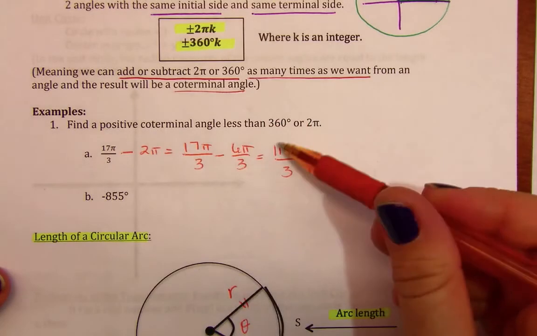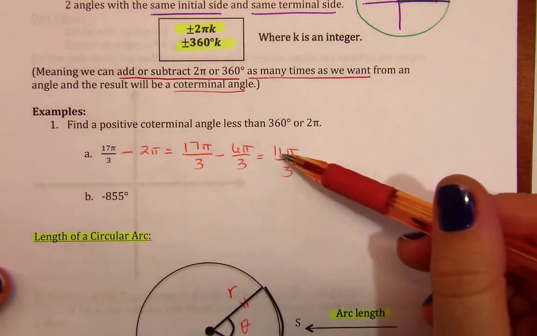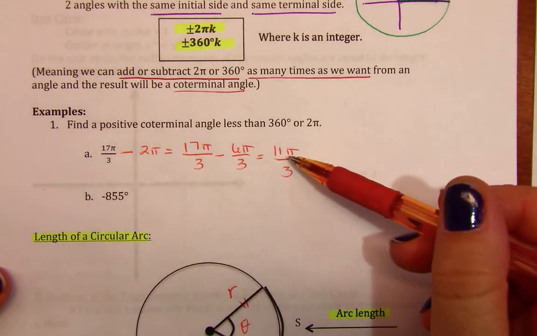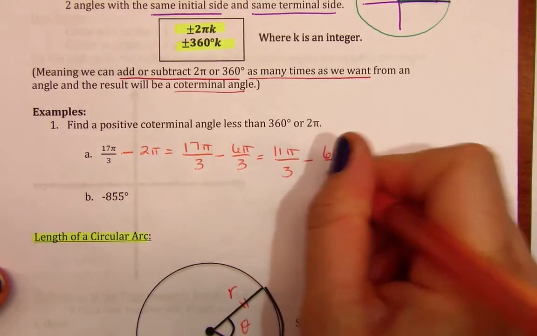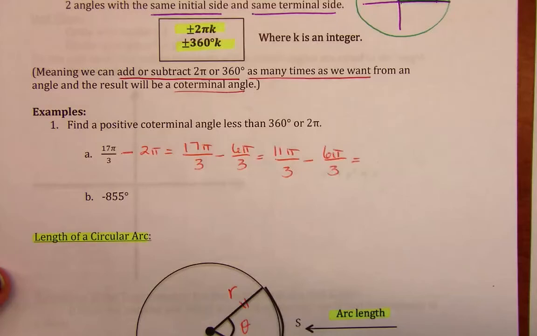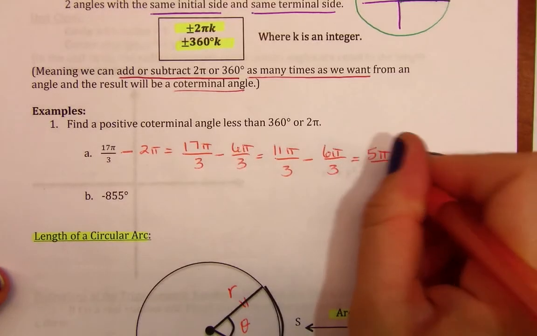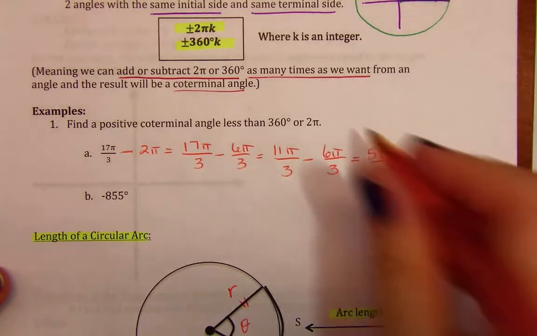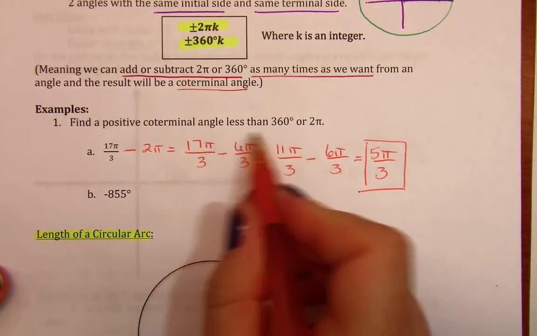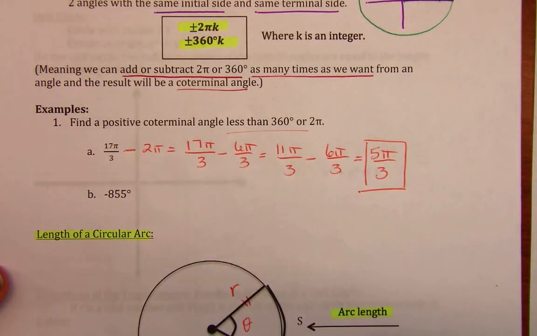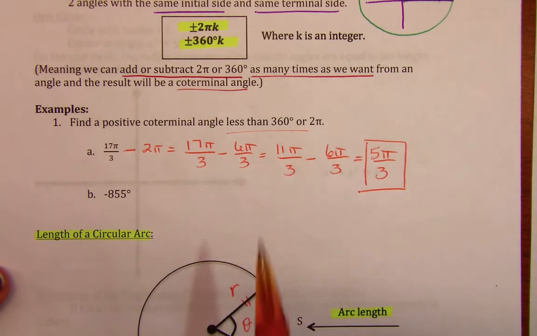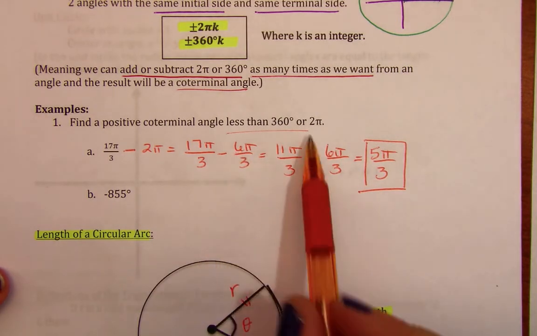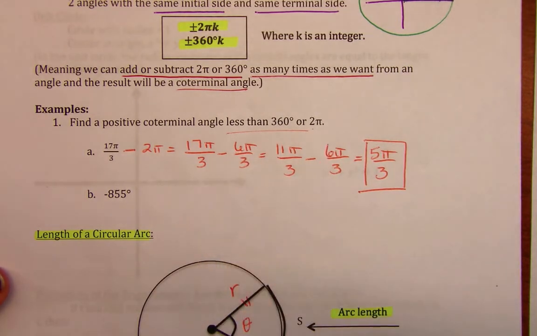But this is still more than 2 pi. 11 divided by 3 is 3 and a little bit more than that. So we know that this is too big still. So we can subtract again to see if that will give us something that we're looking for. And that will give me 5 pi over 3. And that is something less than 2 pi like it asked for. And so that's our answer. Now, if you wanted to subtract by 12 pi right away, you could, but it has to be a multiple of 2 pi, not of just pi. You can't subtract by 3 pi.